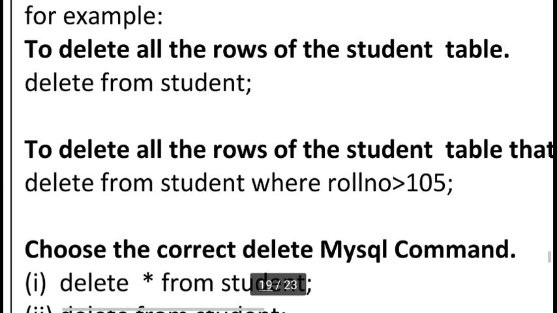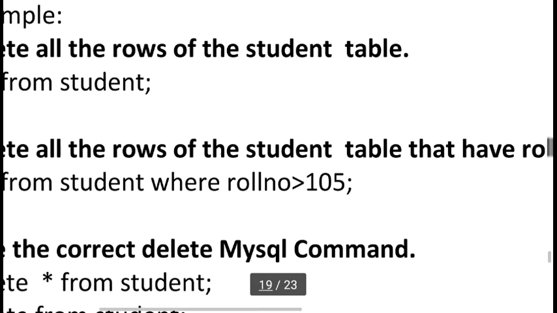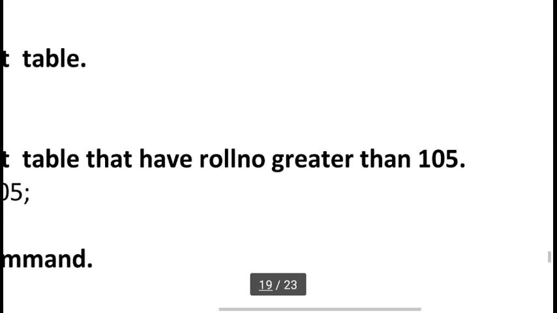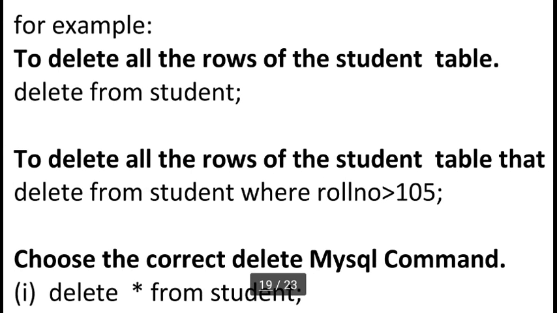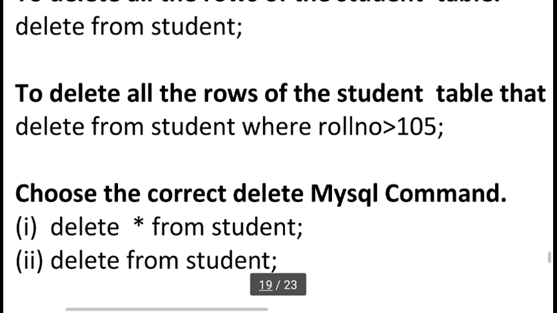To delete all the rows of the student table that have roll number greater than 105, we can also delete condition-based rows. So: delete from student where roll number greater than 105. Only the records greater than 105 will be deleted in this student table.